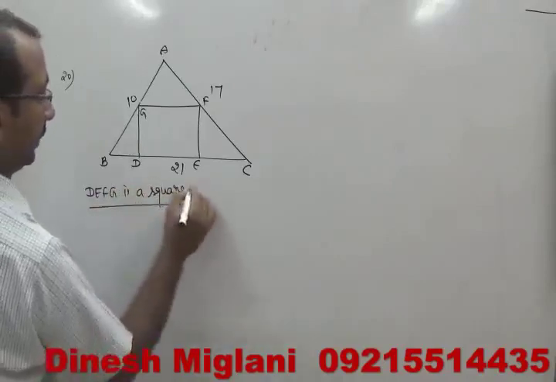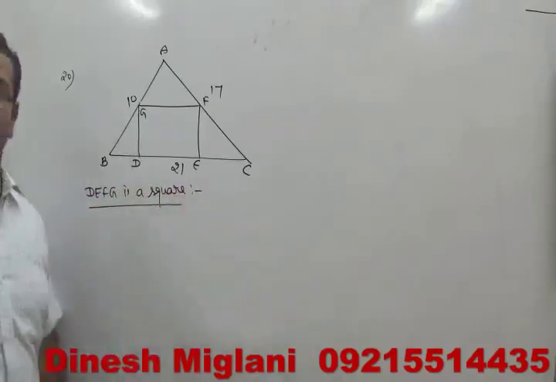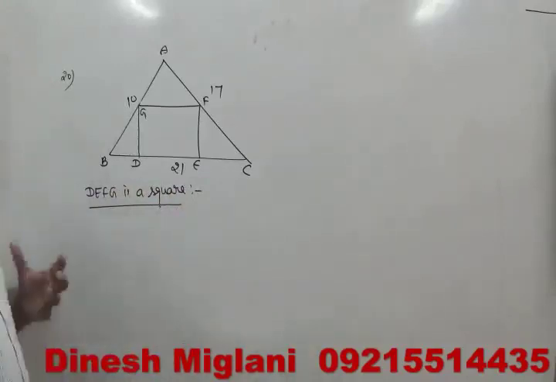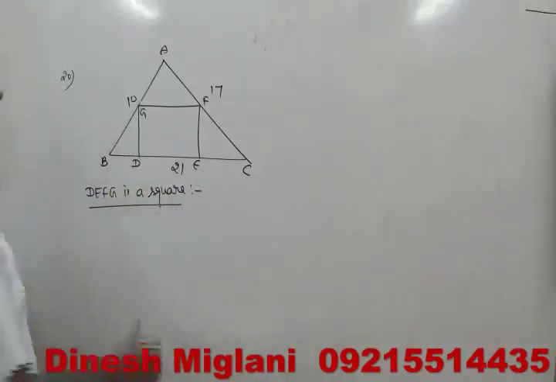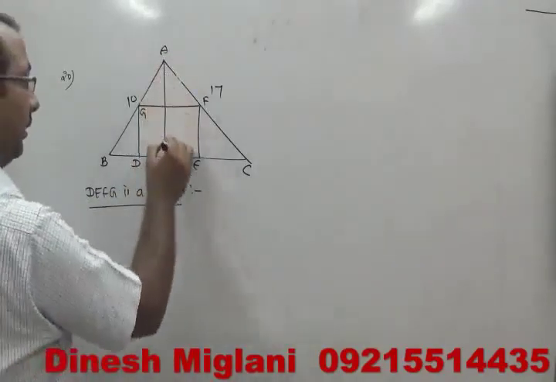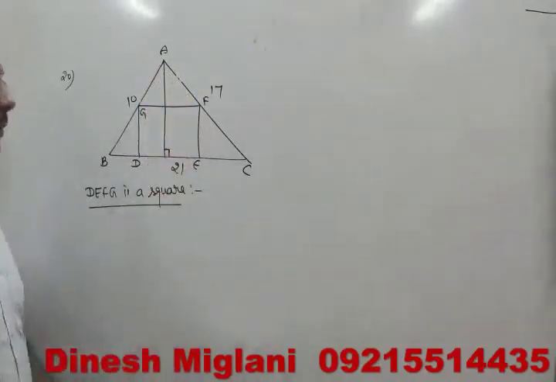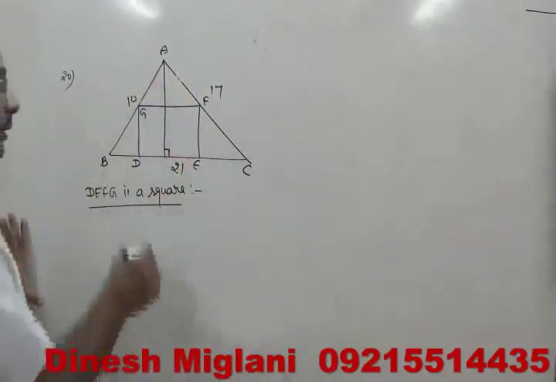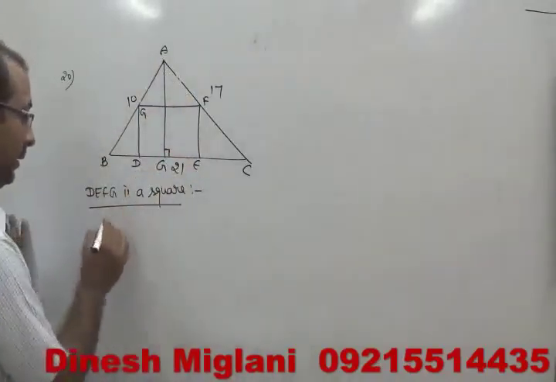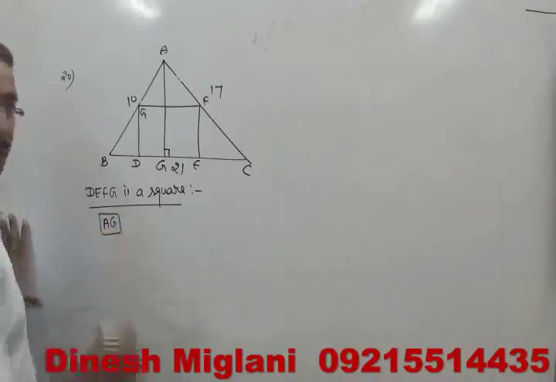We have to find out what is the side of the square. The question is we have to find out what is the side of the square. Now, for finding the side, first I draw a perpendicular here, and I try to find the length of this perpendicular. Let us say this is G, AG. How can you find it?